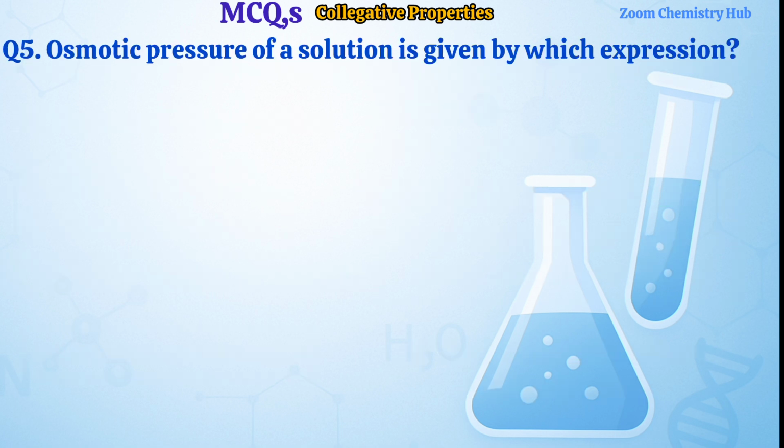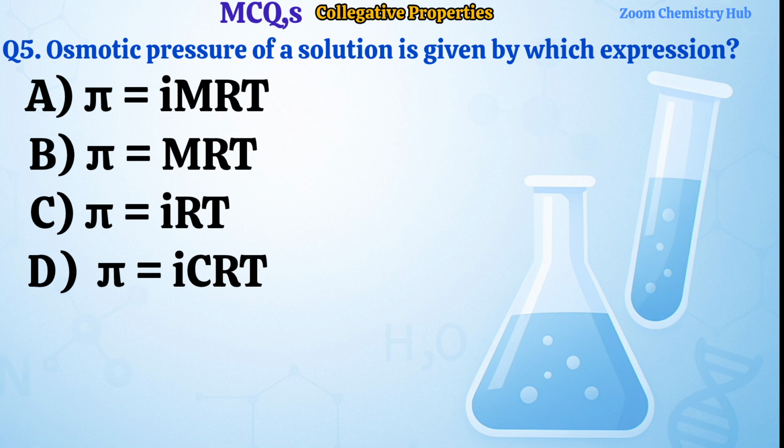Next question, question number 5. Osmotic pressure of a solution is given by which expression? Here we have 4 expressions, that is A, B, C and D. Now we will explain these four expressions one by one.